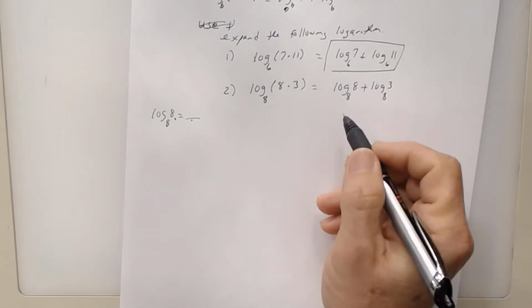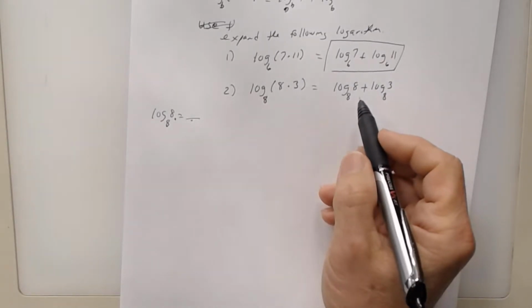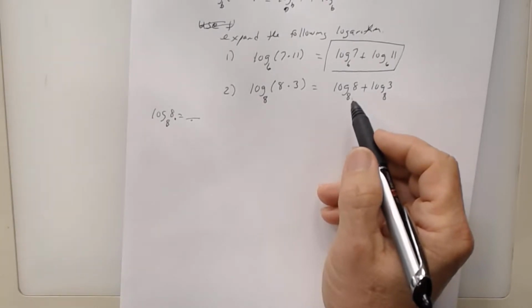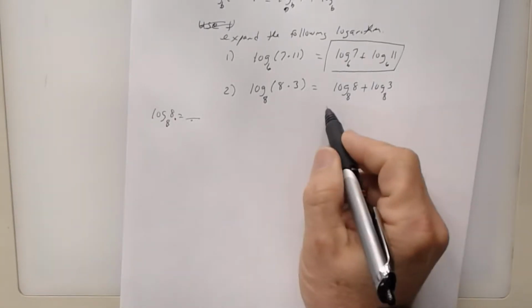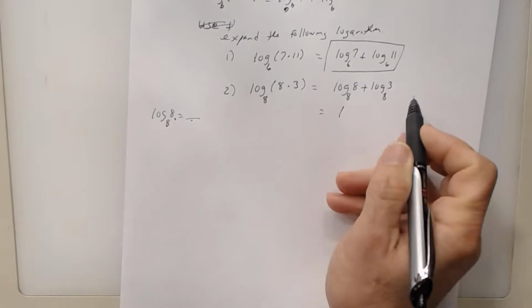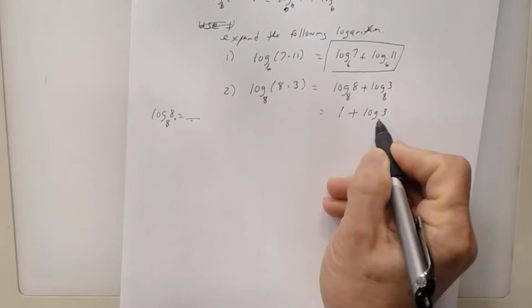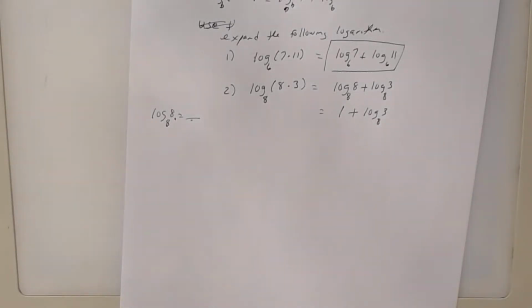So the log of 8 base 8 is what? 1. Now, is there a whole number such that 8 to that power is 3? No, so you leave it alone. So 1 plus log of 3 base 8. The reason we didn't do this with the first one is because, think about it, 6 to what power is 7? There is something, but is it a whole number? No. 6 to what power is 11? Is there a whole number that works? No.